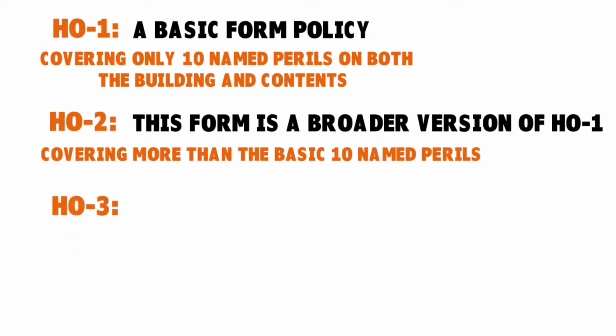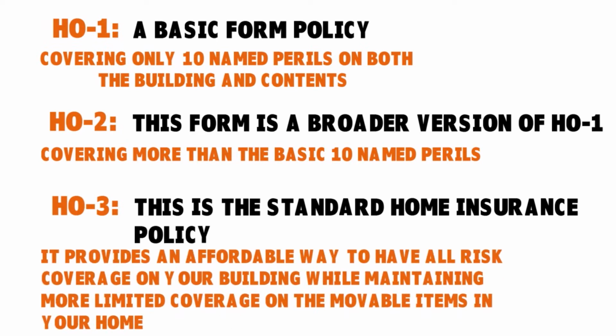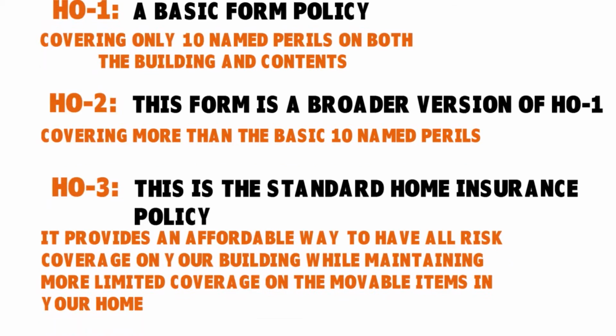And then you have HO-3. This is the standard home insurance policy. It provides an affordable way to have all risk coverage on your building while maintaining coverage, at least on a limited basis, on the movable items in your home. I mean, your personal belongings in this case. So those items are covered for 16 named perils.